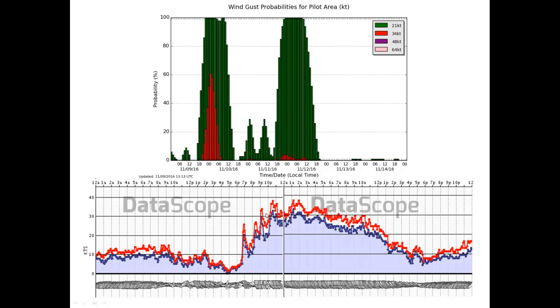The gale force wind gusts really do not occur until around 9 p.m. And from around 9 p.m. through about 2 or 3 in the morning, we do see a period there where we were seeing gale force wind gusts of 34 knots or greater.